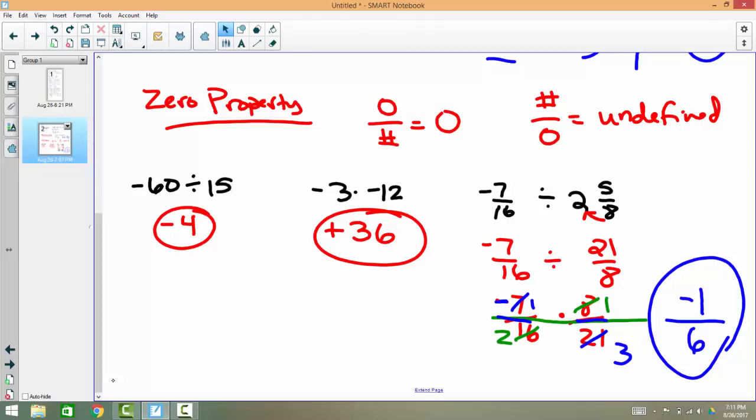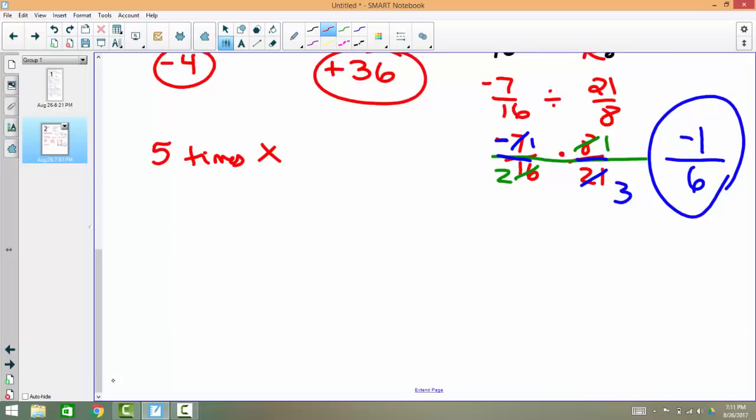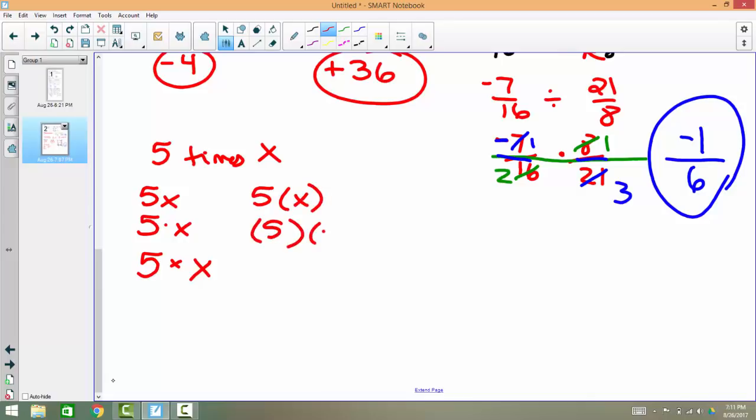I also want to make sure that you understand, if somebody says 5 times x, you can write that a lot of different ways. That is 5 times x. A dot is 5 times x, and 5 x is 5 times x, which makes it kind of tricky. You can also use parentheses. You can put them both in parentheses. You could put just a 5 in parentheses, but all of these mean the same thing.